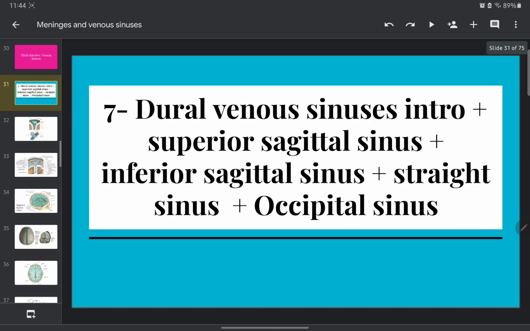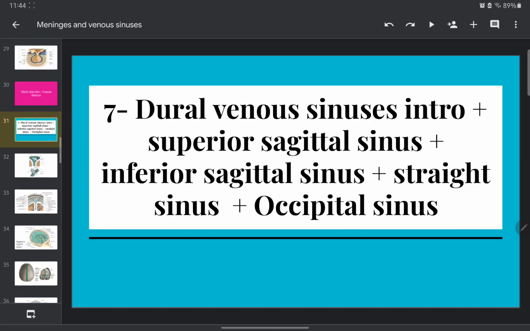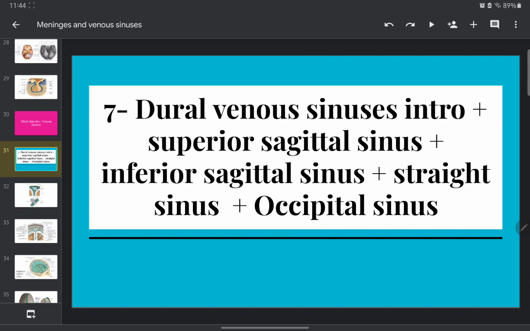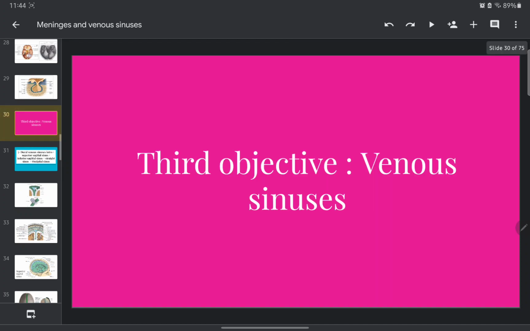Now before starting with them, I have to say that I divided these venous structures according to their presence. So we have two types of these venous structures. We have the paired venous structures and the singular venous structures. Now the paired are actually located on the right and on the left sides of the brain. However, the singular are located within the midline. So they are singular and located in the midline of the brain.